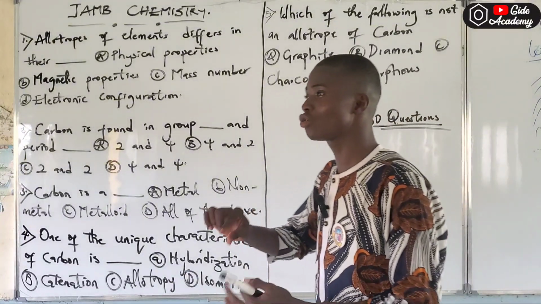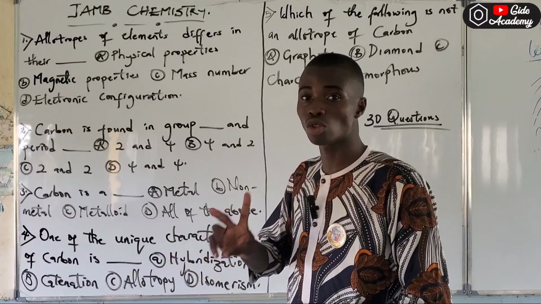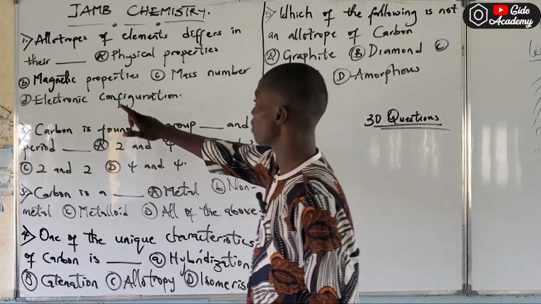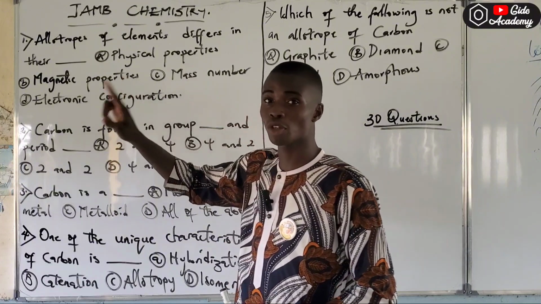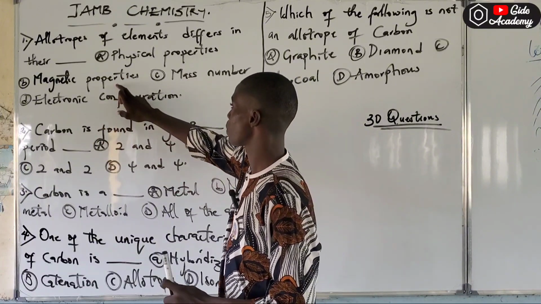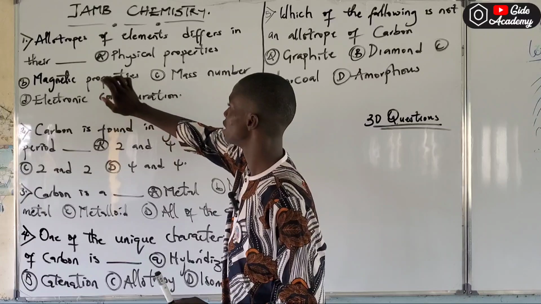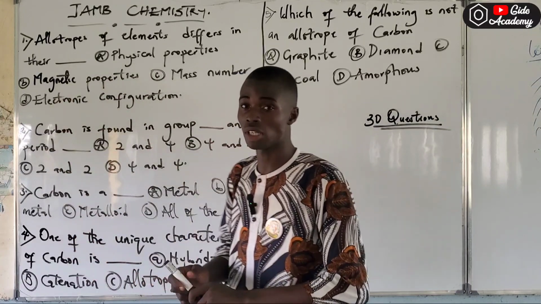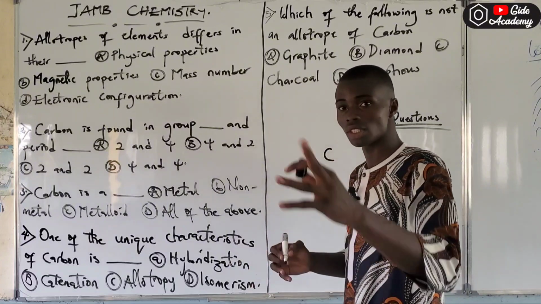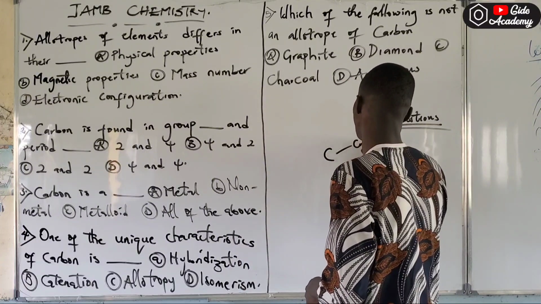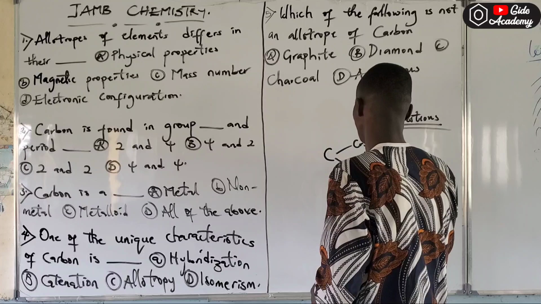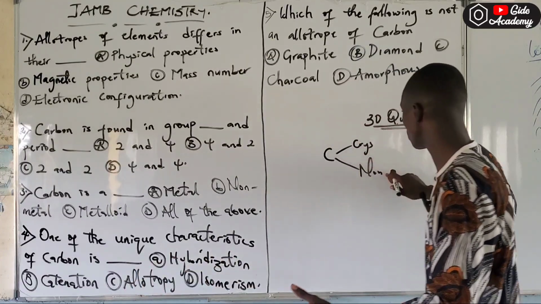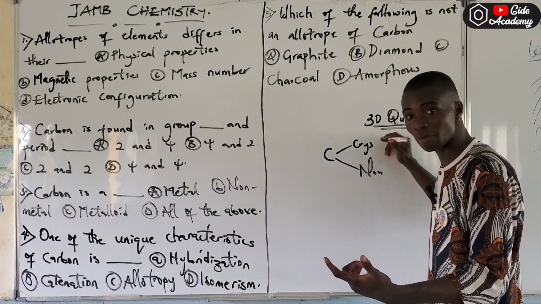Now, I repeat, allotropy is the ability of an element to exist in two or more various forms in the same physical state. Assuming chemical properties was there, the best option would be chemical property. But since there's no chemical property, the best option here is physical property. Allotropy, like carbon, is a very good example of this. Carbon exists in two forms: the crystalline and the non-crystalline. They exist in the same physical state.